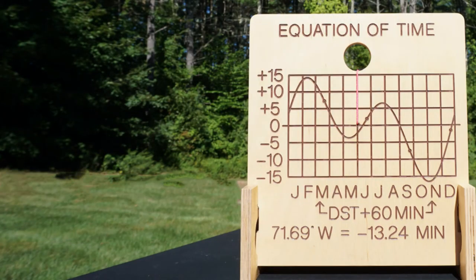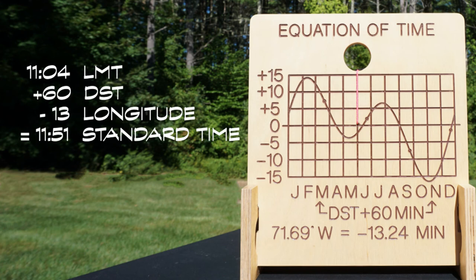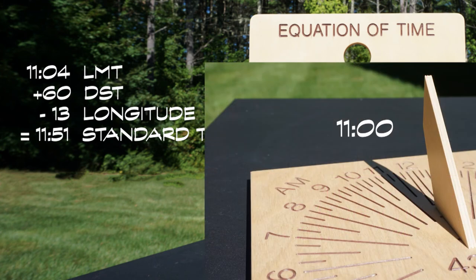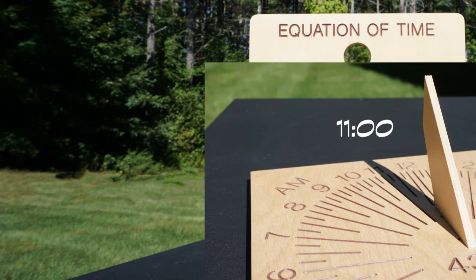Taking time correction a step further to get standard time, we would apply the two time corrections explained in the previous video. Starting with 11:04 local mean time, add 60 minutes for daylight saving time, subtract 13 minutes for our longitude within the time zone, and arrive at 11:51 standard time. That is compared to the original direct sundial reading of 11 o'clock local apparent time.